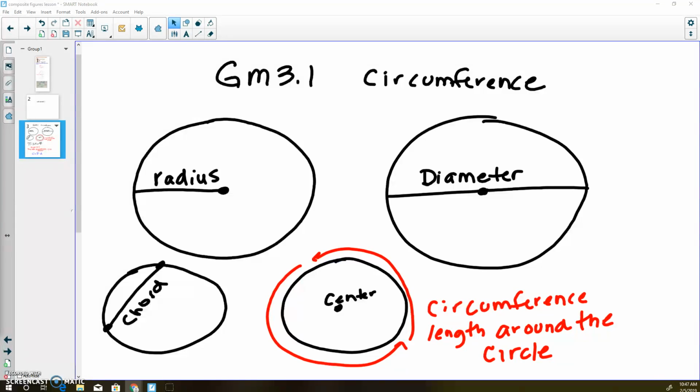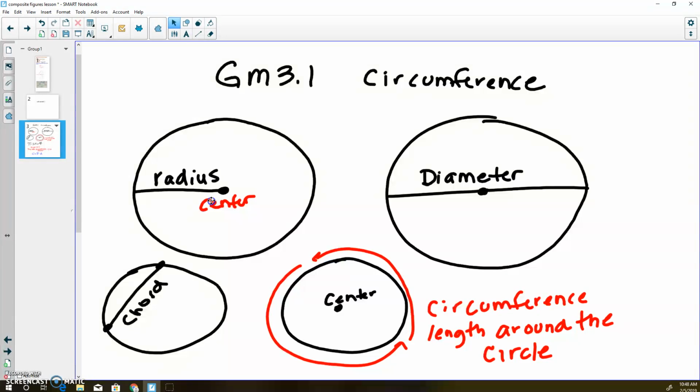If we have a line that goes halfway through the circle, it's called a radius. If it goes all the way through the circle, it's called a diameter. And if it goes through a circle and it doesn't go through the center, then it's called a chord. This point right there is the center of your circle.